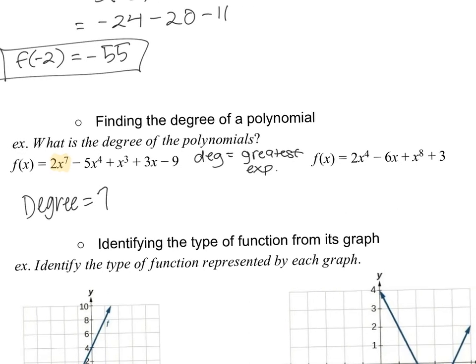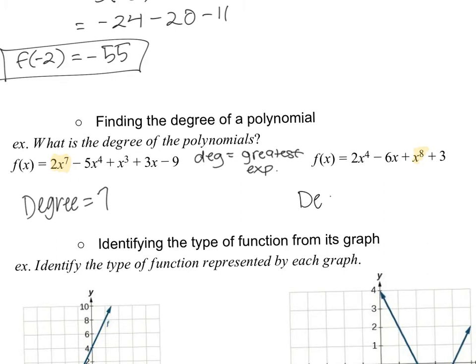On our second example, f of x equals 2x to the 4th minus 6x plus x to the 8th plus 3. The term with the greatest exponent is the x to the 8th term. So the degree in this case is 8.